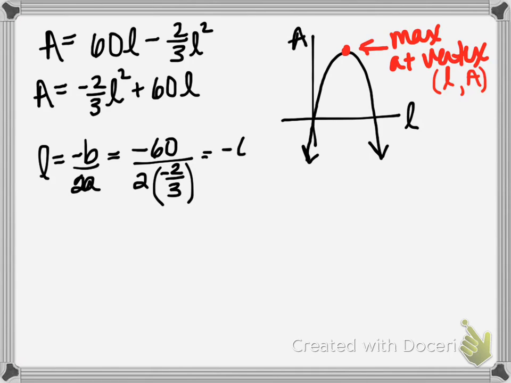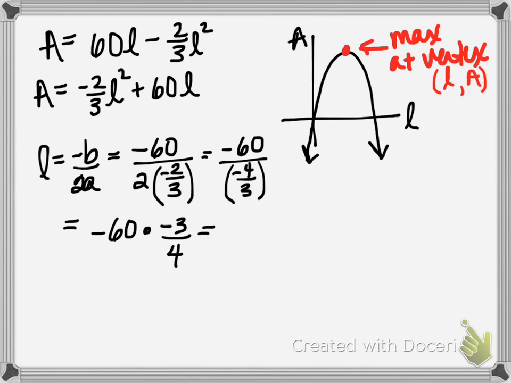So we'll end up here with negative 60 divided by negative 4/3, which of course, yes, you can use your calculator for. I'll go ahead and do this by hand. So we're going to change our division into multiplying by the reciprocal. So that would be negative 60 times negative 3/4, which is going to give us a positive 45. So this is, remember, a length value. This was corresponding to L. And this is the length that's going to yield the maximum area.